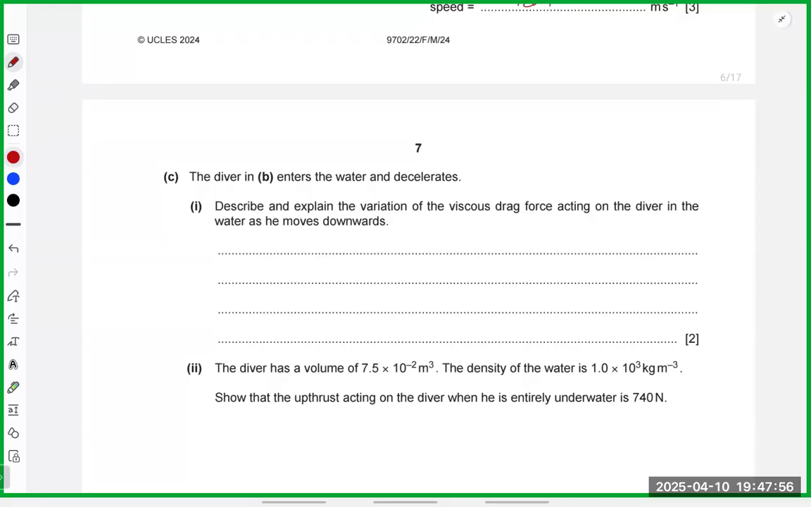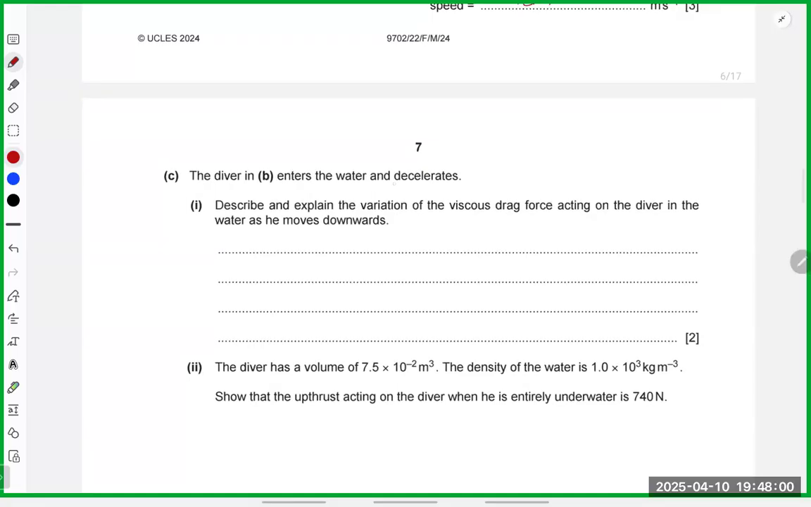Okay. The diver enters the water and decelerates. What can be the reason for that? Because water is more dense as compared to the air, so there will be a bigger drag force over there. Plus, there will be a bigger upthrust.